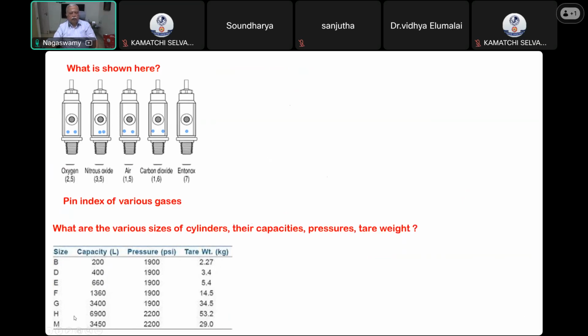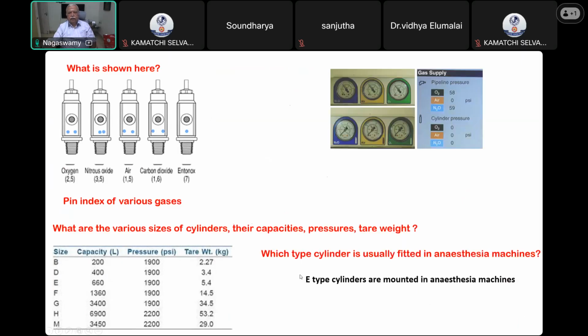Which type is commonly used among this in the machines? E-type. So the E-type will have a capacity of 660 liters with a full cylinder pressure of 1900 for oxygen. Remember these two values. 660 is the capacity of an E-type cylinder, whether it is oxygen or nitrous oxide, but the pressure will be varying. Now, which type of cylinder is fitted? Of course, the E-type cylinder.